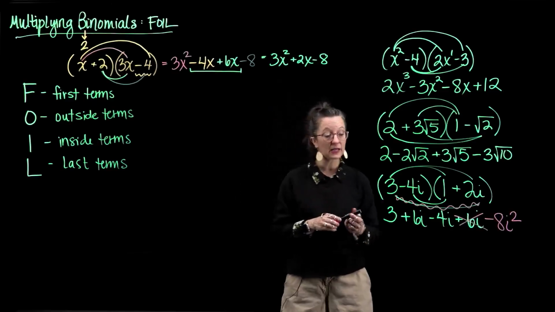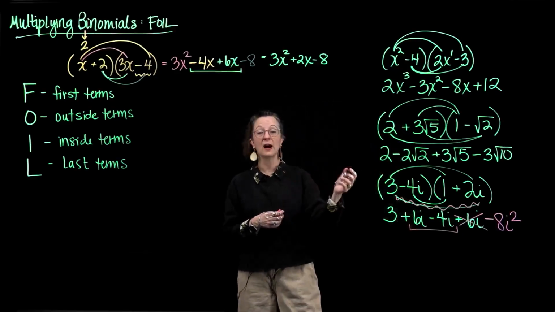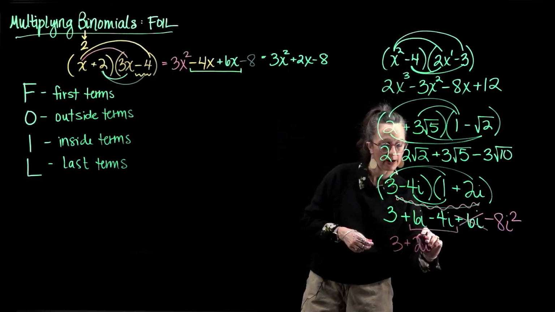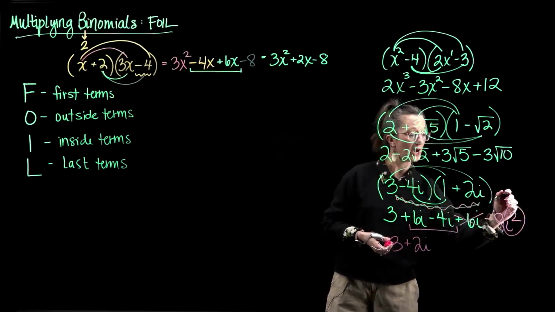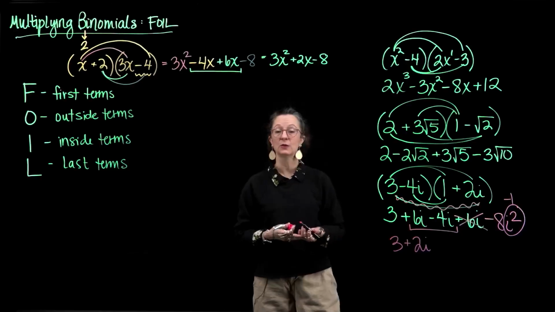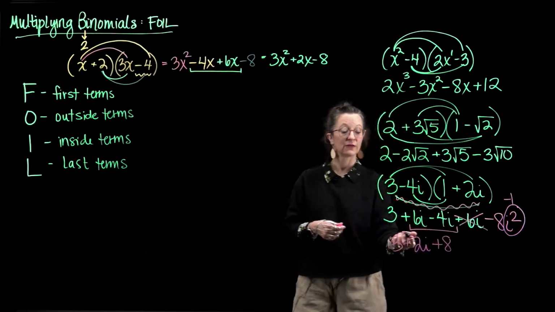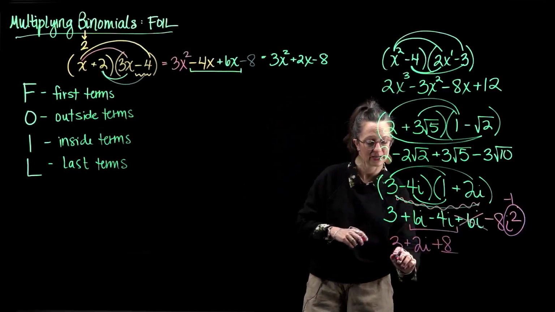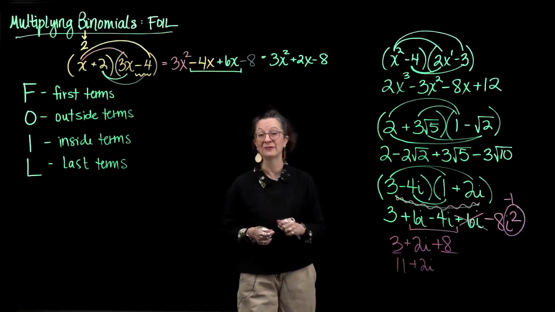All right, a couple of things I can do. The first one is I have like terms here. 6i minus 4i, that would just be 2i. So 3 plus 2i. Second thing I can do is in place of i squared, I can put in a negative 1. So instead of minus 8i squared, I'm going to have a positive 8. So I have 3 plus 2i plus 8. We're almost done. I'm going to combine that 3 and the 8 to have 11 plus 2i. And that would be my final answer.